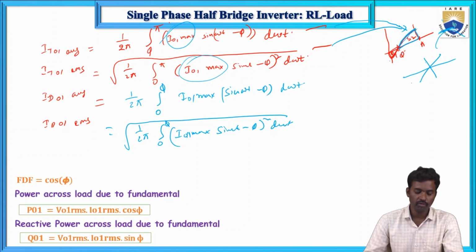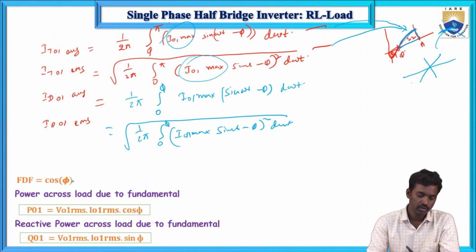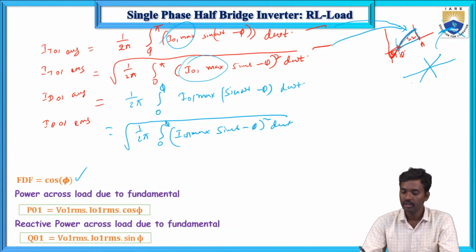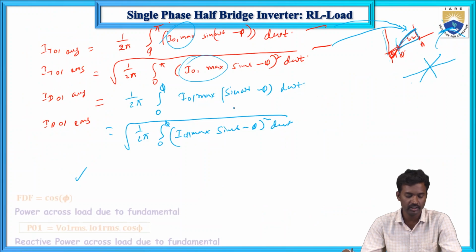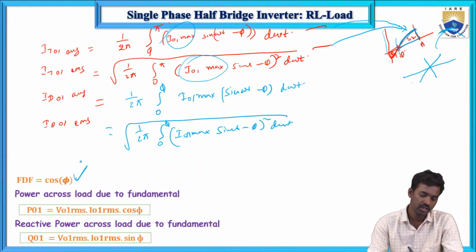And now here, what about the fundamental displacement factor? There is an angle between voltage and current, that is phi. Here this is the current and this is the voltage. The angle between voltage and current is phi.